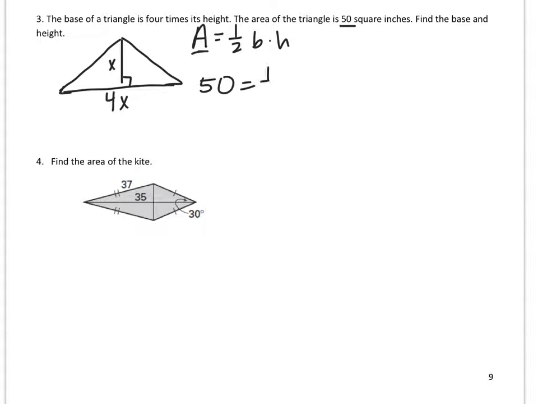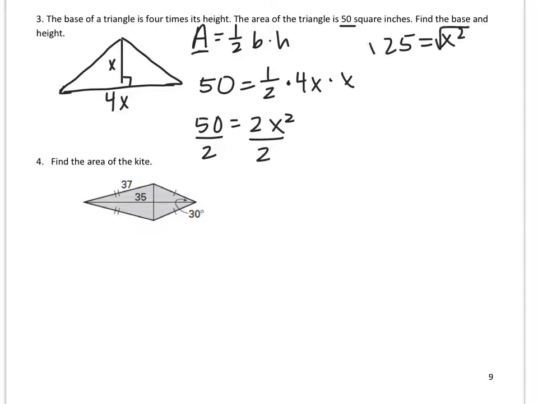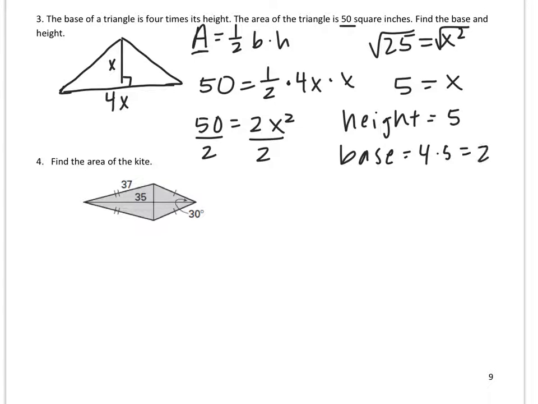So 50 equals 1/2. And then we said our base is 4x and our height is x. So 50 equals 1/2 times 4, we get 2x squared. So when we multiply x's, the power goes up. Solve for x, get that 2 out of there, and we get 25 equals x squared. Square root both sides, 5 equals x. So now the height is 5. The base is 4 times x, 4 times 5, which is 20.